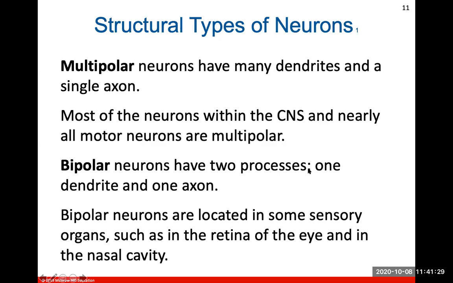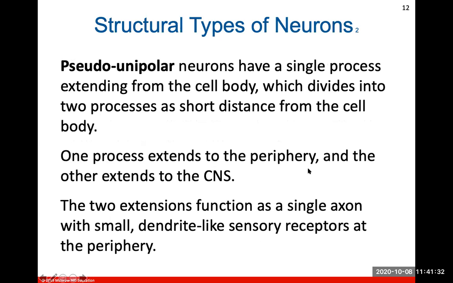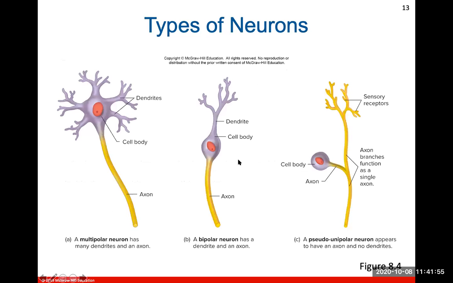Bipolar neurons will be located in some sensory organs, like the back of your eye and the retina, and also in your nasal cavity. The unipolar neurons have a single process that extends from the cell body. This will divide into two processes a short distance from the cell body itself. One process extends to the periphery and the other extends to your central nervous system, and the two extensions function as a single axon. And here's a picture.